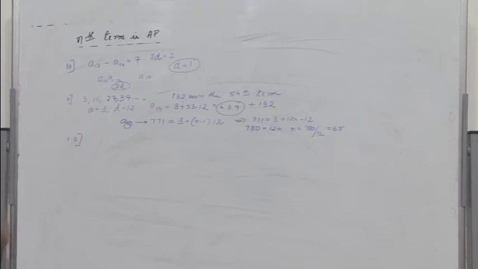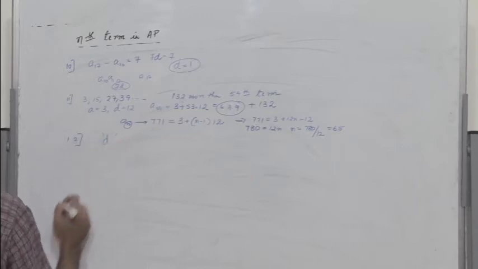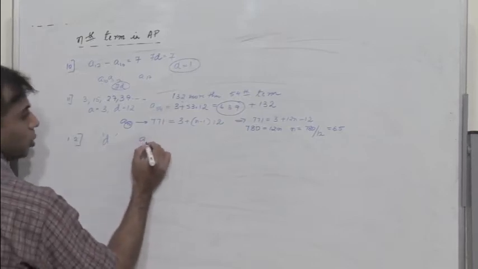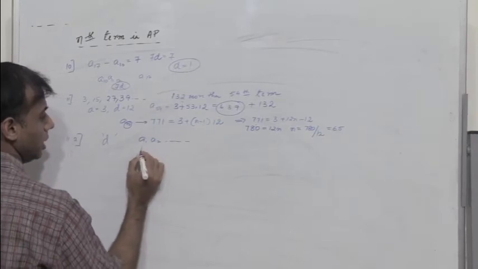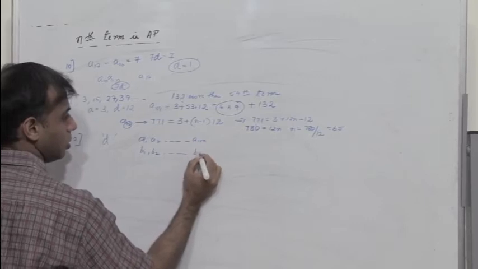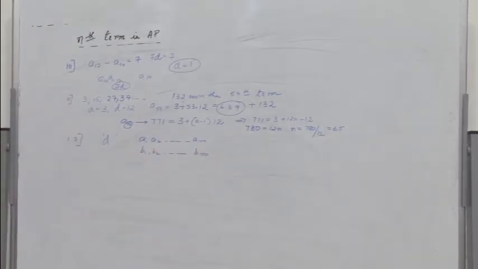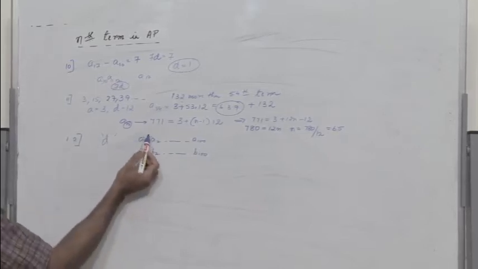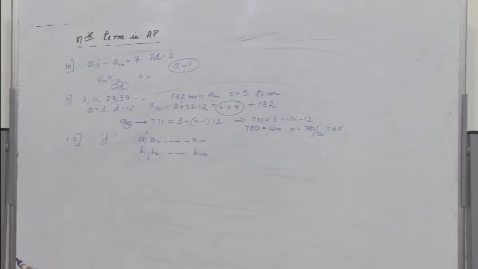The 12th problem. Two arithmetic progressions have the same common difference D. The difference between their 100th terms is 100. What is the difference between their 1000th terms? So I have two arithmetic progressions, A1, A2 and so on, and let's assume I have B1, B2 and so on. So I have A100 and then B100. Now these two have the same common difference. That means A2 minus A1 is D, B2 minus B1 is D.